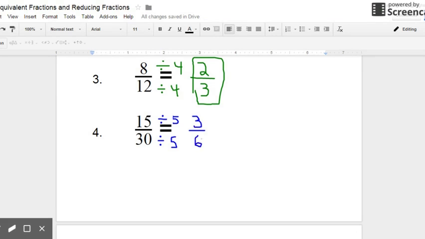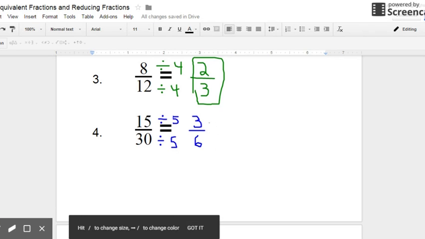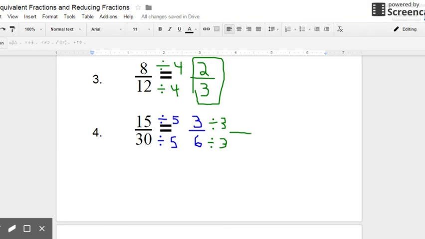But then you always have to double check. Can I divide 6 and 3 by a number? And of course the answer is yes. So I can divide it by 3. So let's divide both top and bottom by 3, and this should give us our simplified fraction. 3 divided by 3 is 1. 6 divided by 3 is 2. There is 1/2. Half of 30, so of course that would make sense.